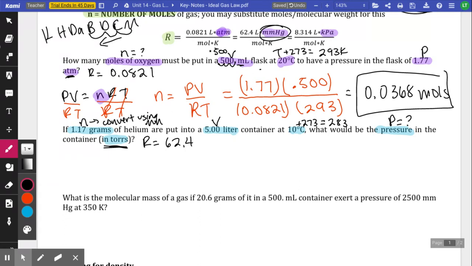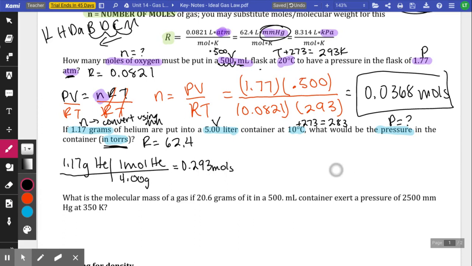All right. So first things first, I am going to convert my grams to moles. So if I have 1.17 grams of helium, using my molar mass from the periodic table, 4 grams of helium is 1 mole of helium. Plug that into your calculator and I get 0.293 moles.